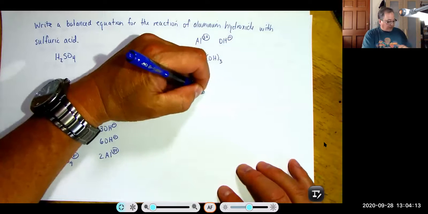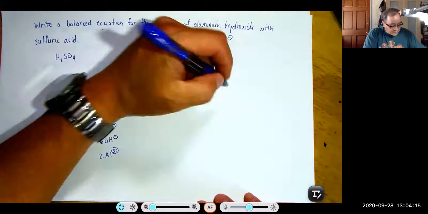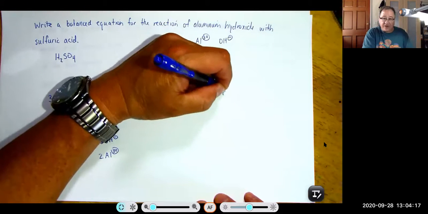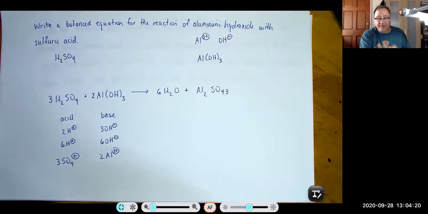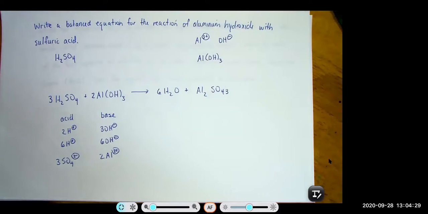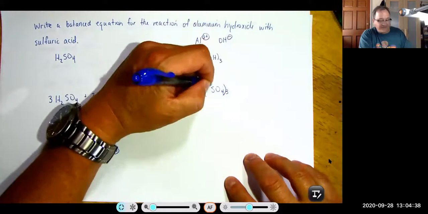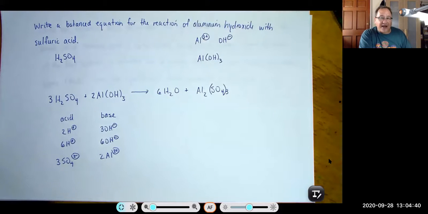That's how you write 2 aluminums. How do we write 3 sulfates? What do you think of this? Does that look good for 3 sulfates? Does that look good? No, you need the parentheses around it. That's correct. And this is your balanced acid-base reaction. Fair enough? Okay.